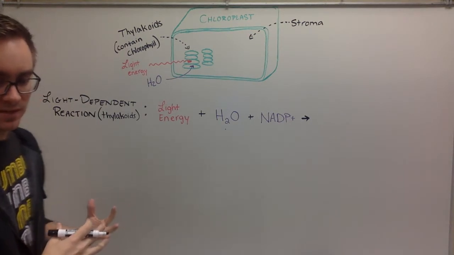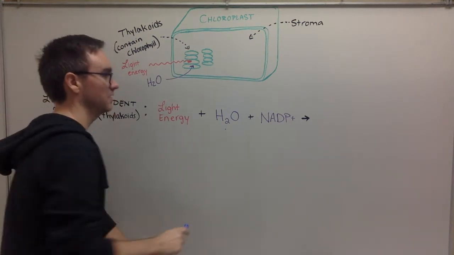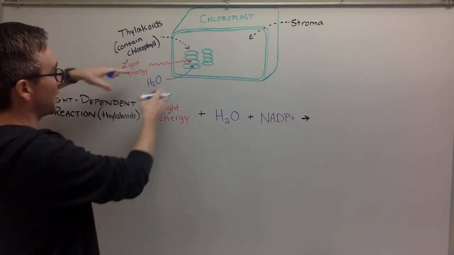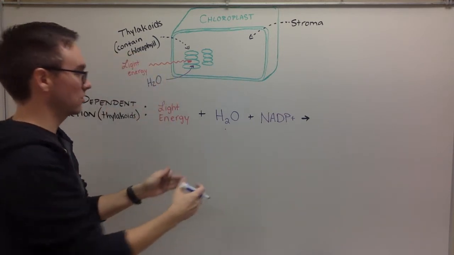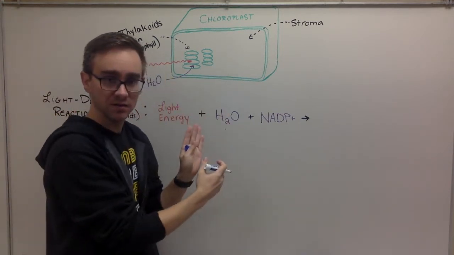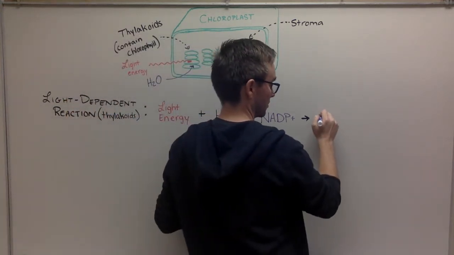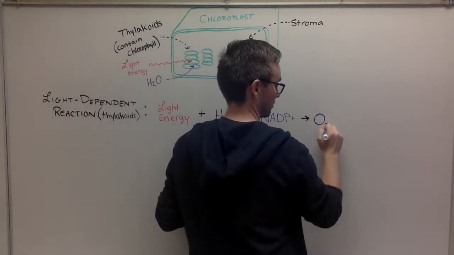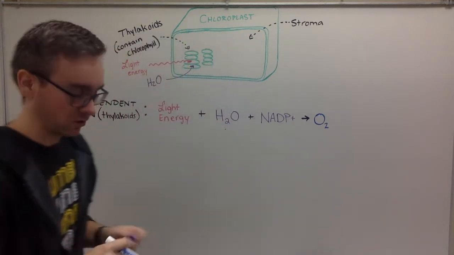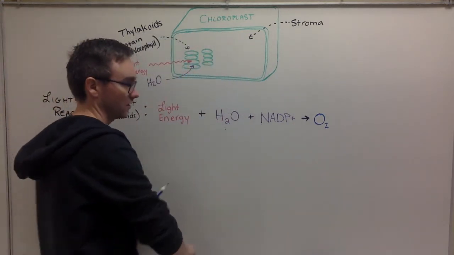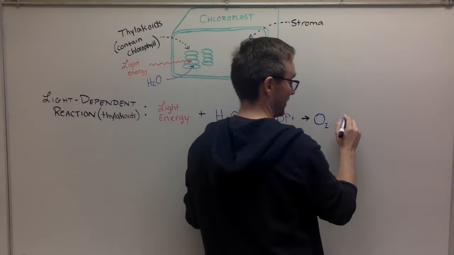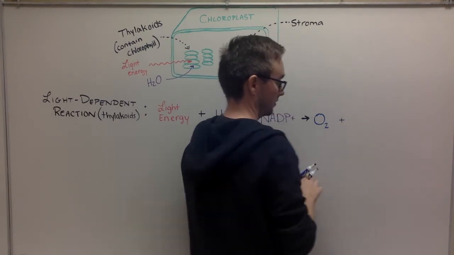Our products end up being, at the end of here, in the thylakoids, this light activation energy is going to start chopping up these waters, and what it's going to create is oxygen. It's also going to create a little bit of ATP.